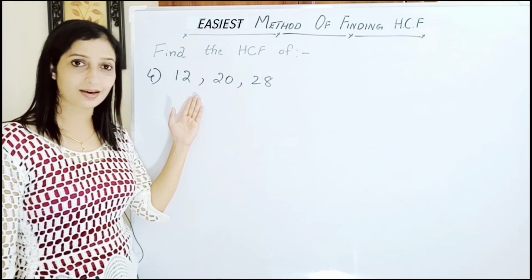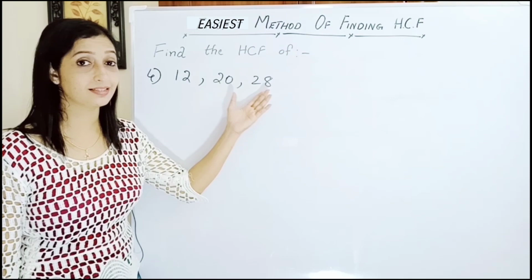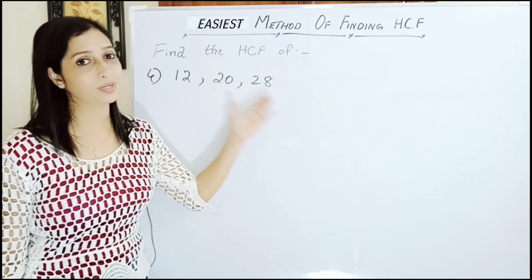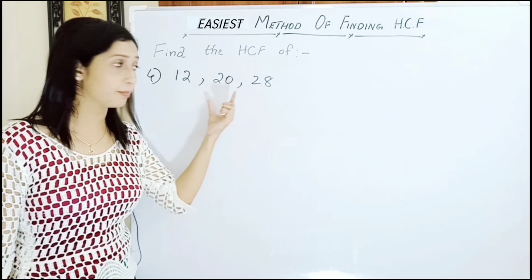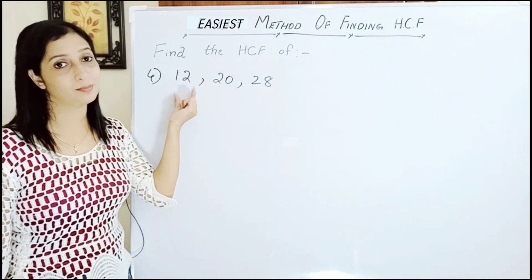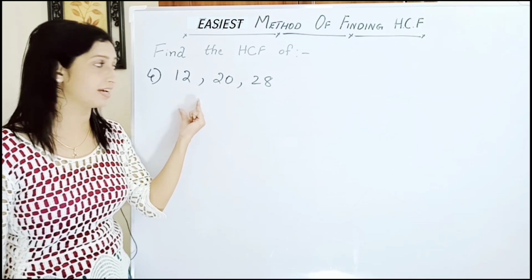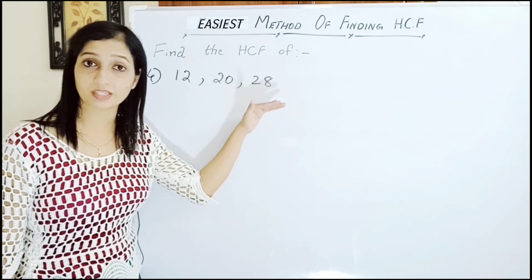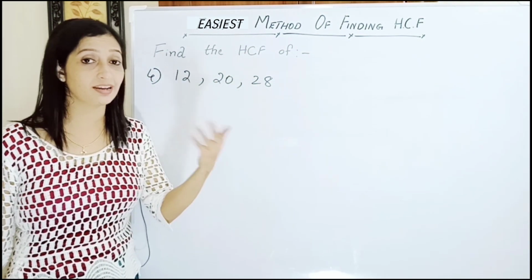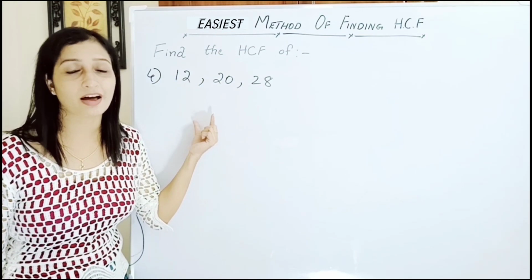Now this is the fourth example, and that is to find out the HCF of 12, 20 and 28. Which is the smallest number among all these? 12 is the smallest number. Now let us check whether the other numbers can be divided by 12 exactly. 20 cannot be divided, 28 cannot be divided. So let's move on to our next step, which is the writing factors part.